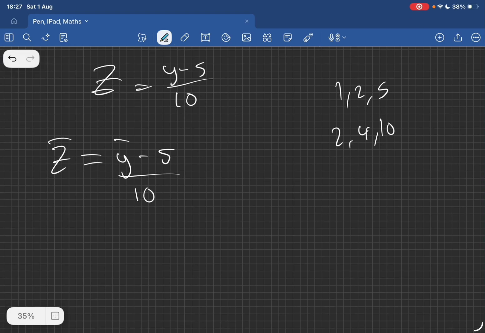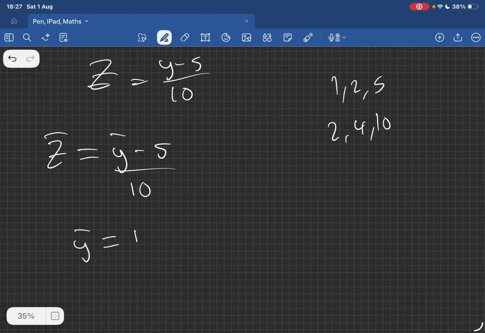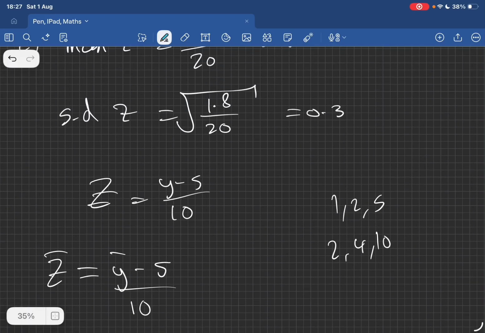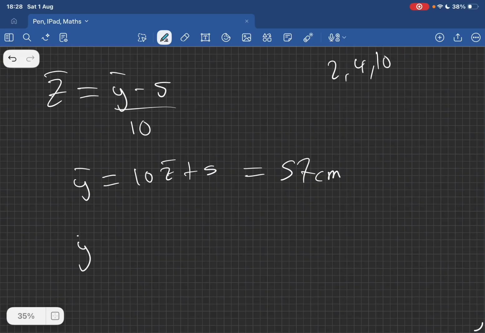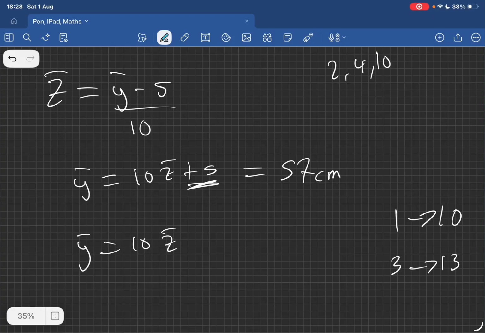That's quite obvious, but when we look at the standard deviation, that's when the point makes a bit more sense. So we're rearranging in terms of y: 10 times 5.2 plus 5, so we get 57 centimeters. Pretty big wingspan there. Now, when we find standard deviation, we don't care about the adding, we only care about the timesing. Because if you had a range of 1 to 10, and you add 2 to both sides, you have 3 to 12, you still have the range of 9.